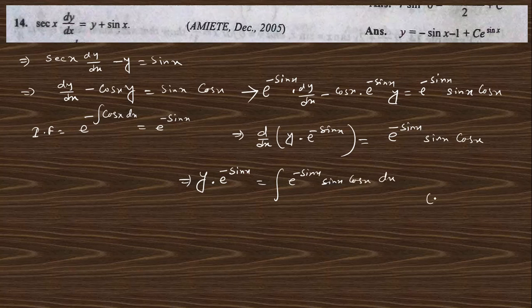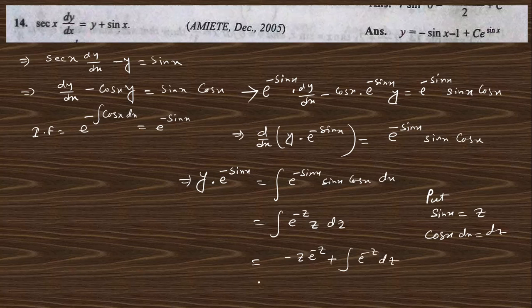Put sin x equals z, so cos x dx equals dz. So here you can write integration e to the power minus z dz. Integrate by parts: integration of that, derivative of that, so you will get minus z e to the power minus z, minus z derivative is 1, and this will be minus e to the power minus z dz. So this becomes minus z e to the power minus z minus e to the power minus z plus c.